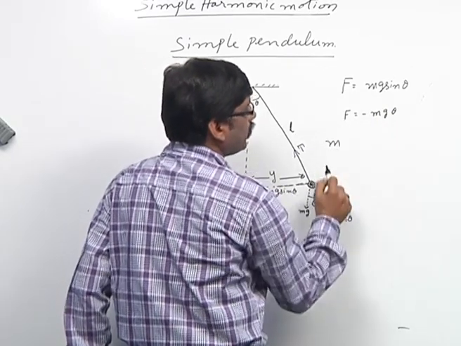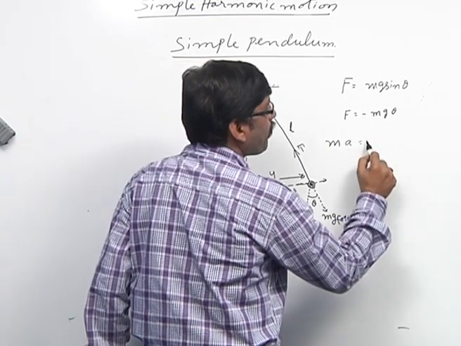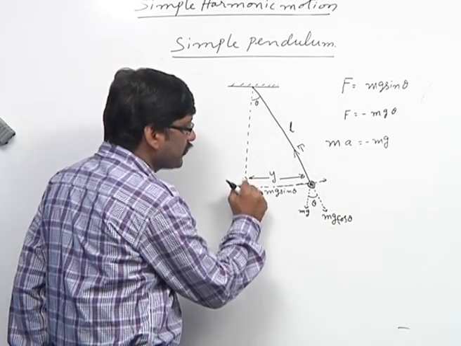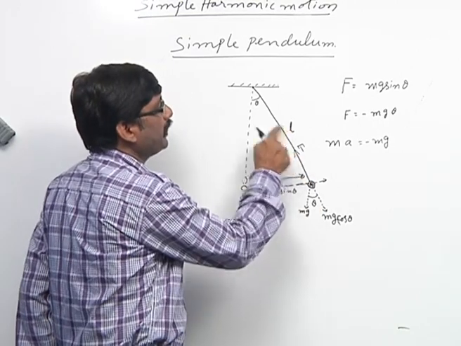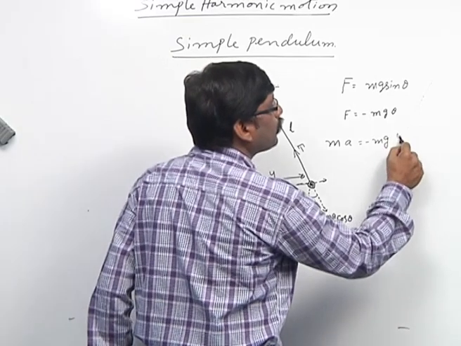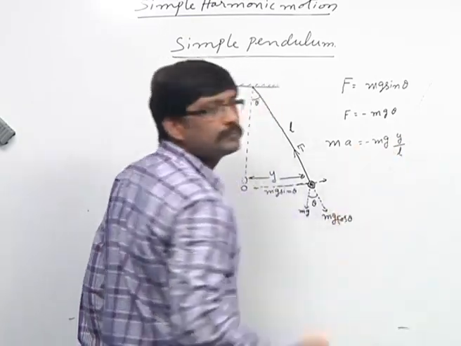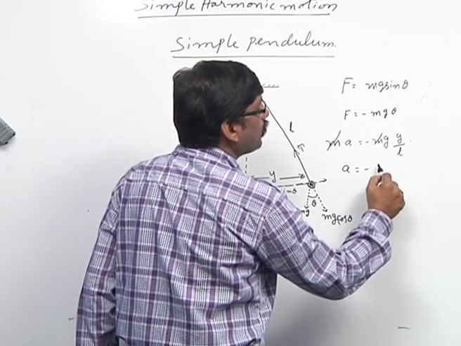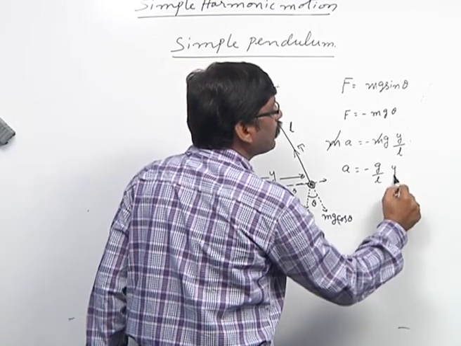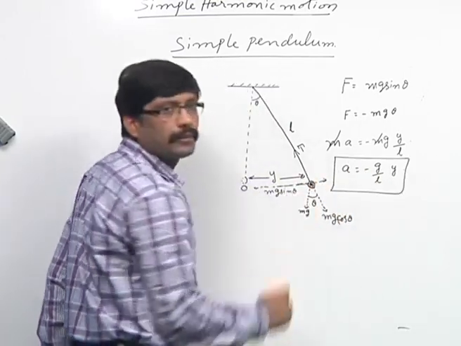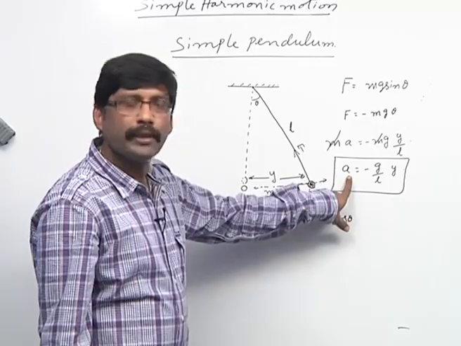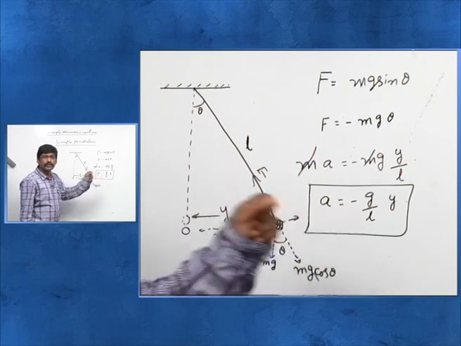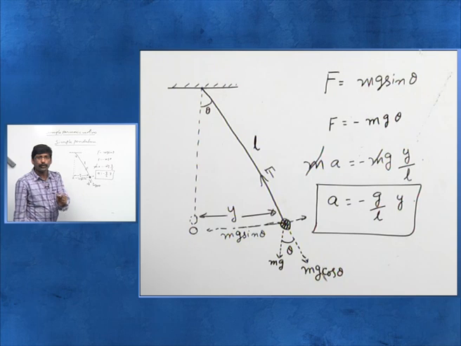And according to Newton's second law, F is equal to ma. We can take this for small angles, this is the arc length. Y is equal to L theta. So theta is equal to y by L. So m gets cancelled, and acceleration is equal to minus g by L into y. That means the acceleration of the bob is directly proportional to displacement and directed opposite to displacement, the minus sign indicates, which is the condition for simple harmonic motion.